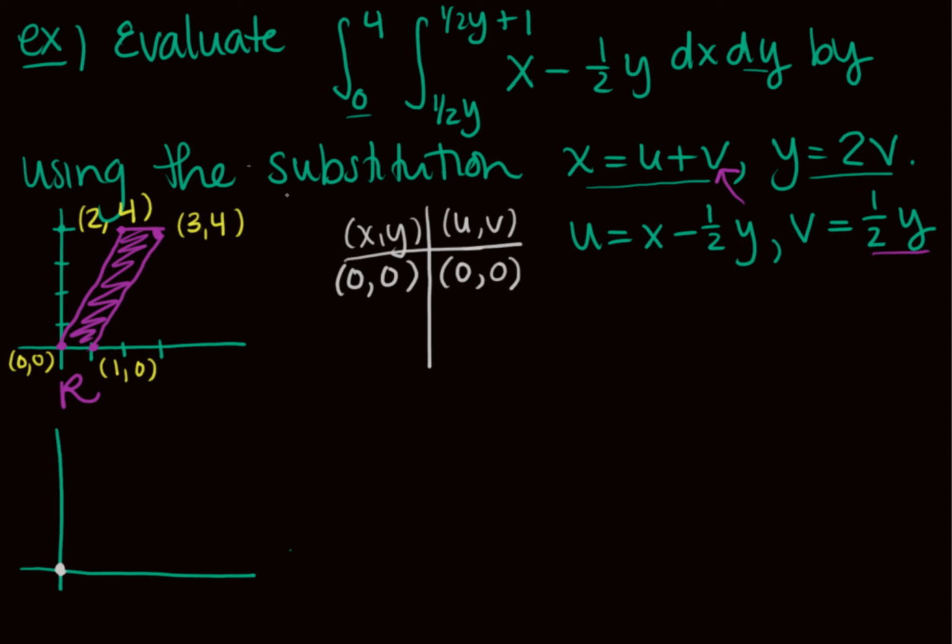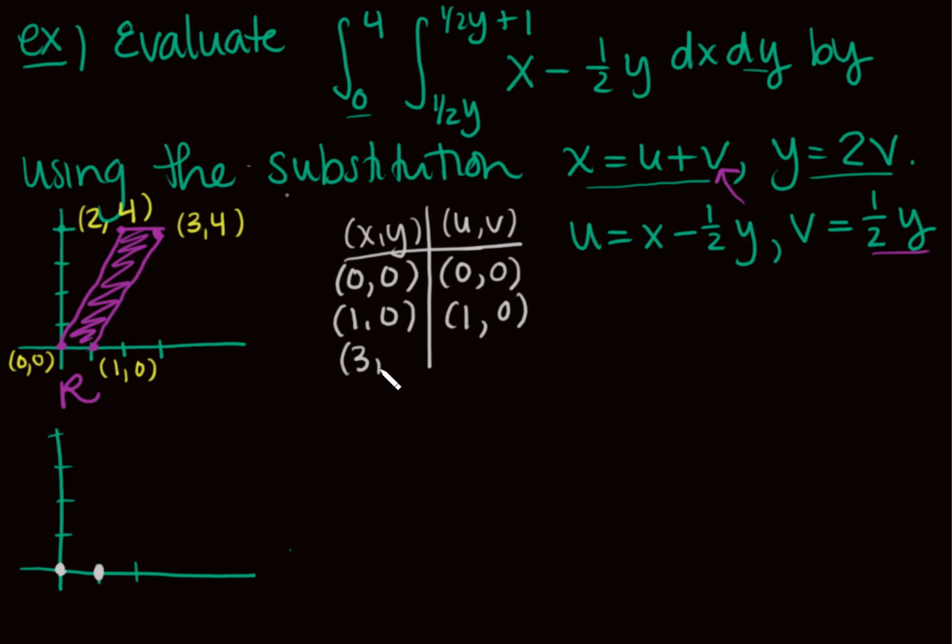All right, so let's look at 1, 0. When x is 1 and y is 0, u is 1 minus 0, which is just 1. And when y is 0, of course, we just get 0. So for right now, we've actually just mapped those 2 points back to where they were. So I know I get this point right here, okay?